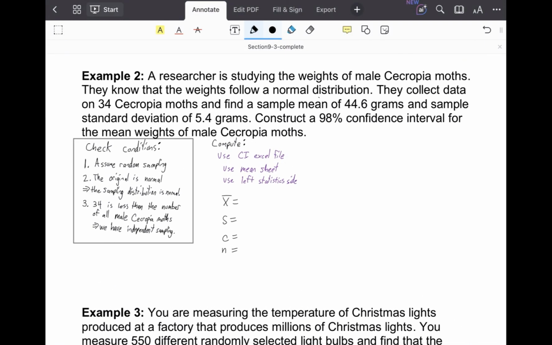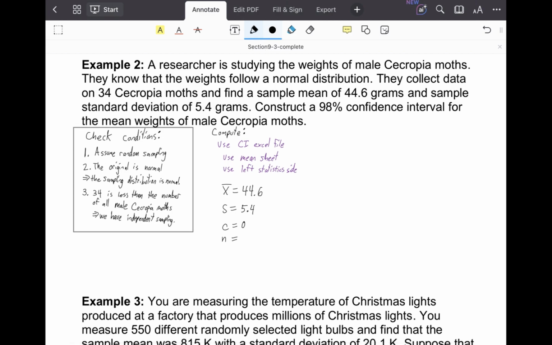And we'll identify the sample mean, that's X bar, that's what that symbol stands for, 44.6. Standard deviation 5.4. Confidence level is 98%. And the sample size is 34. So double check that you can identify in the wording all of those things. Super important. Once I have those in though, it'll give me a lower limit and an upper limit.